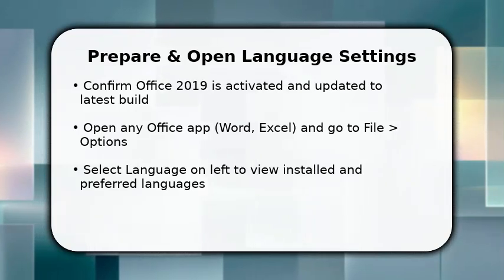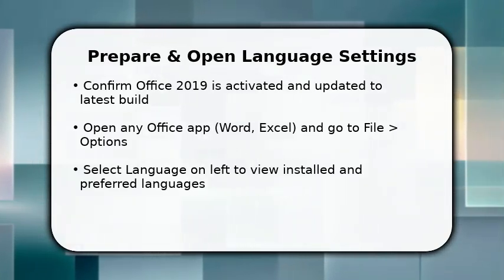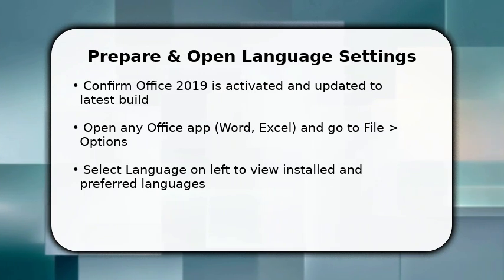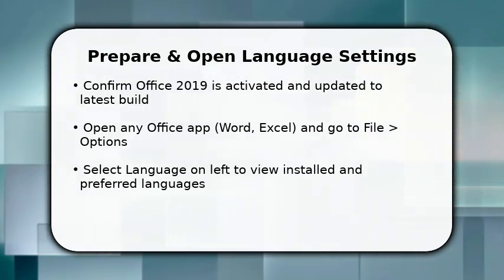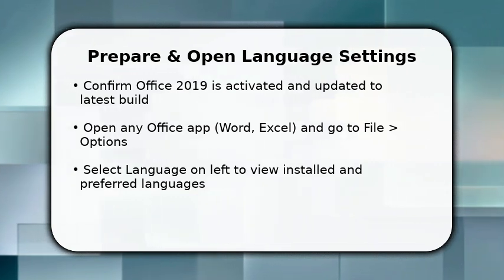You'll start inside an Office app because language settings apply across the suite. Open Word or Excel and go to File then Options. This opens the dialog you need. Once the Options window is visible, click Language on the left.